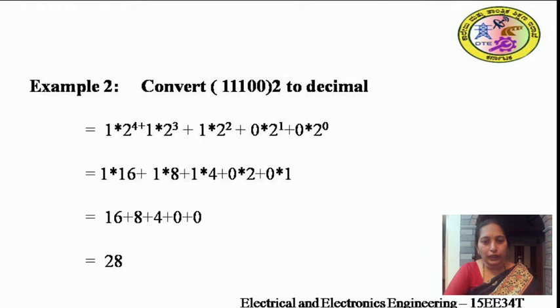How to find out the weights of each binary bit? Starting from LSB, that is 0, I am multiplying each binary bit by its weight, that is 2 raised to the power 0 up to 2 raised to the power n minus 1, where n is the number of bits. So in this problem I have 5 bits, 5 minus 1 is 4. Starting from 2 to the power 0 up to 2 to the power 4, I am multiplying each bit by its corresponding weight. If I look into the answer, it is 28.